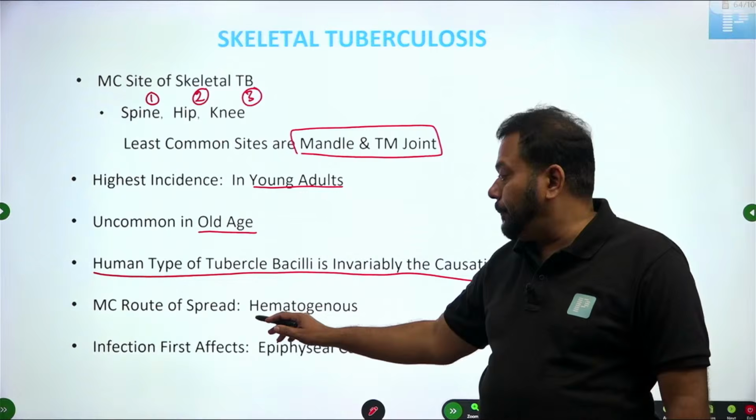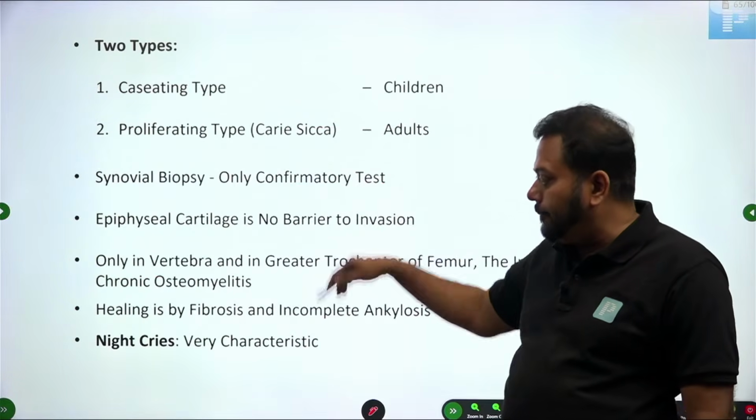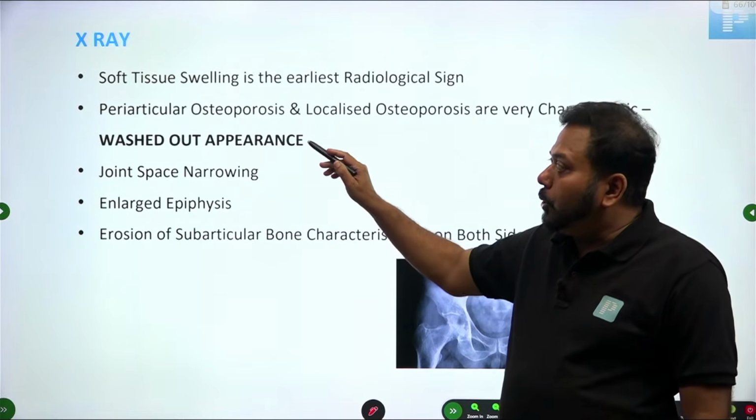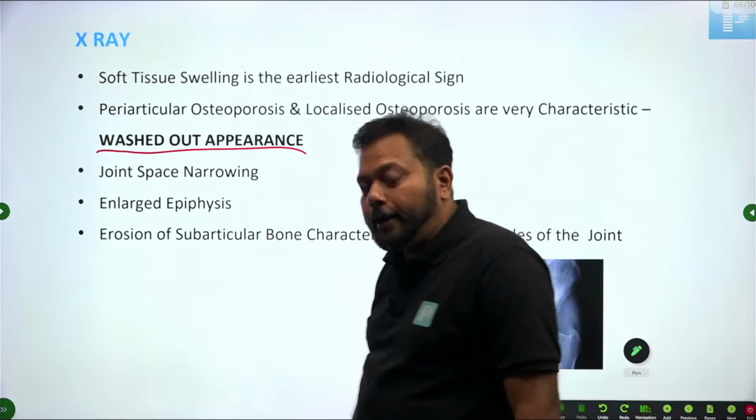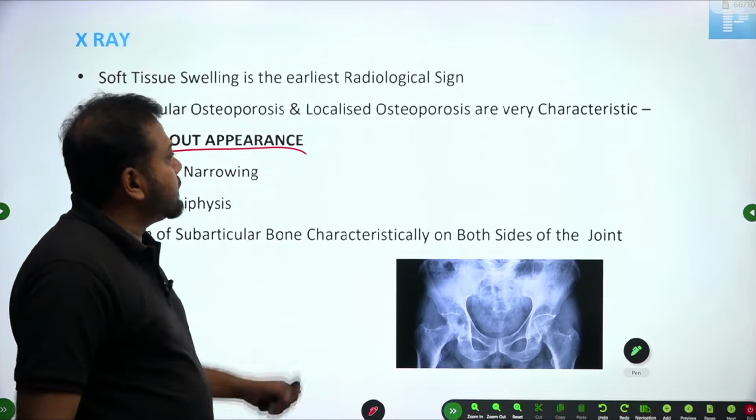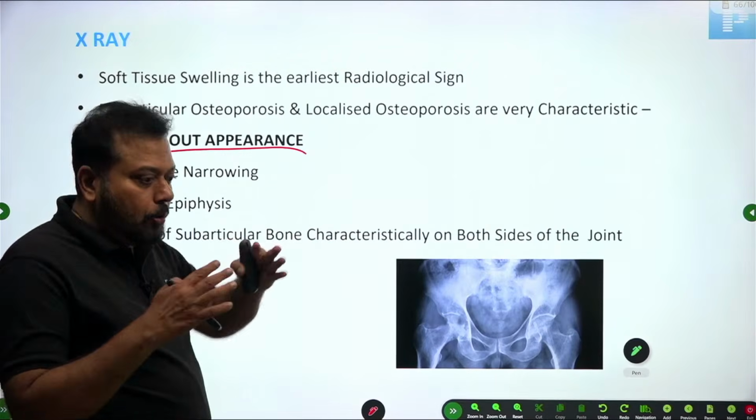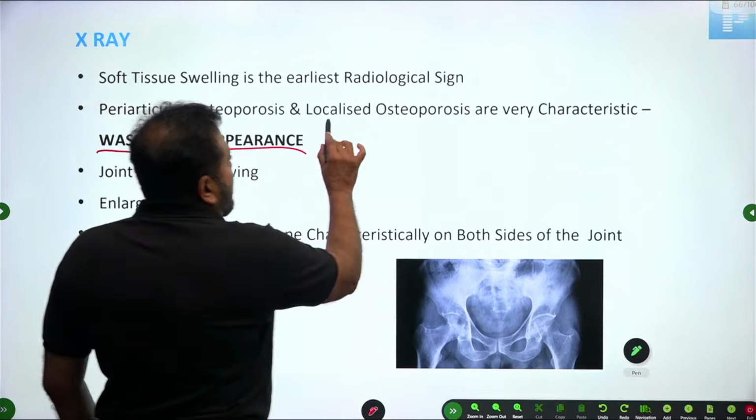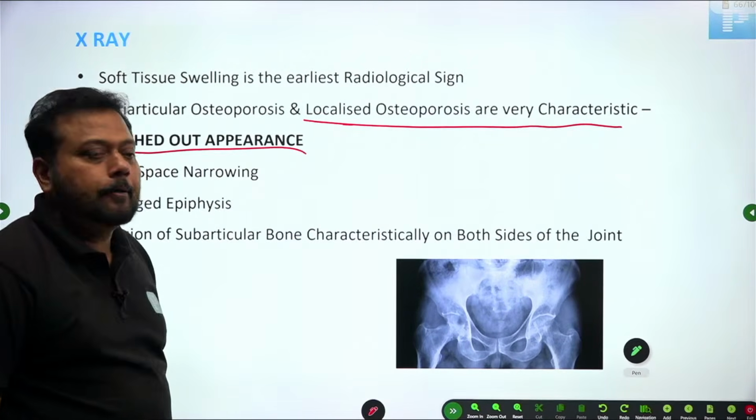Most common route of spread is hematogenous. Infection first affects the epiphyseal cartilage. X-ray of the affected joint shows washed out appearance. Very important MCQ. They can ask in ortho and in radiology. What do you mean by washed out appearance? Because it causes localized osteoporosis, you feel as if the bone density comes down, as if the bone is being washed. So it's called washed out. Localized osteoporosis, very characteristic.